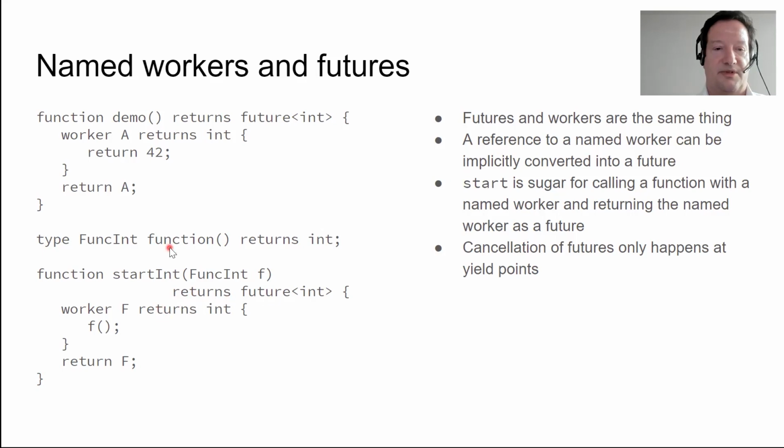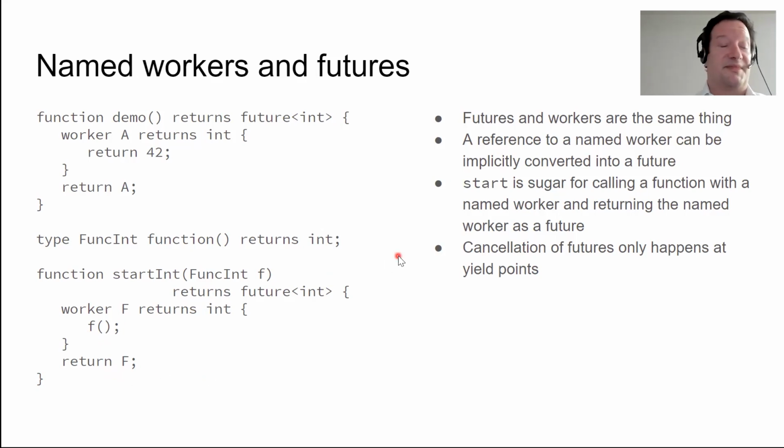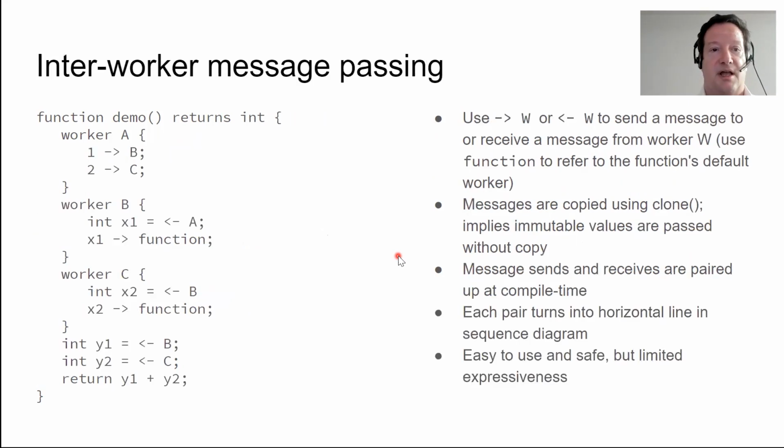Yes, does this help at all? So here we're calling... yeah, this is just explaining how start works. You can create a function and start it and return that function. What's quite nice is that we saw the familiar start thing, but that start thing is just sugar for our fundamental concurrency primitive, which is named workers.